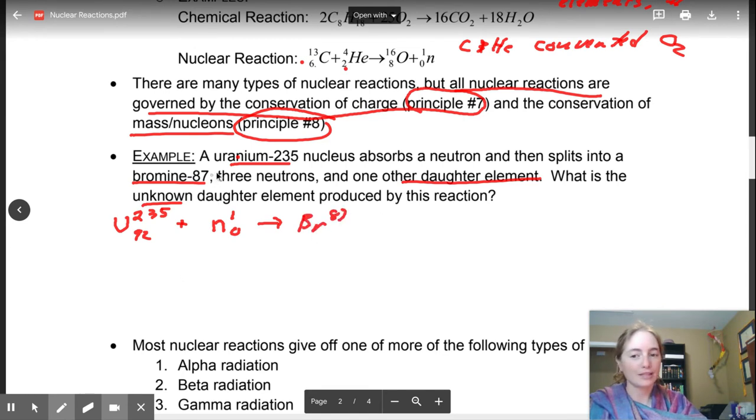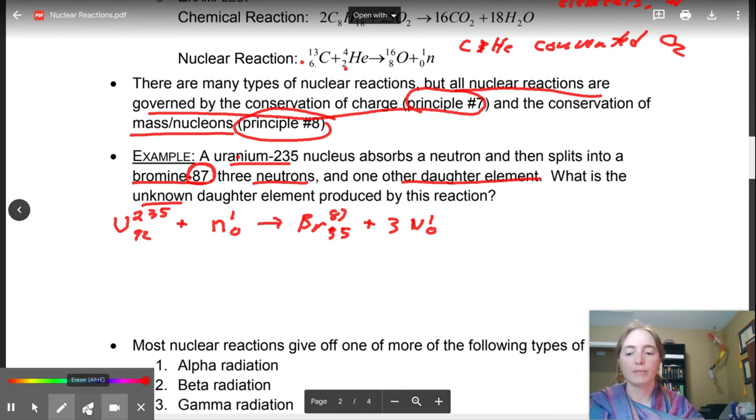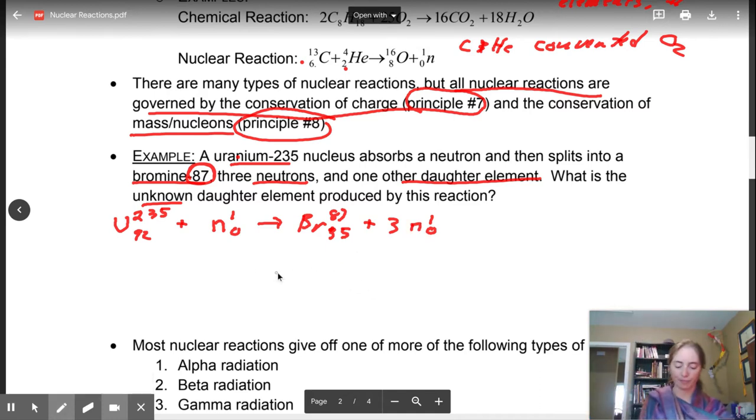Bromine with a mass number of 87. Remember, that's our mass number, the number of nucleons. And what's down here? Where do I get it? 35, and that comes from your periodic table. And it produces 3 neutrons, so our coefficient of 3 doesn't change, and with a mass of 1, I should make my ends consistent. So, 3 neutrons, and it's going to release an unknown element.